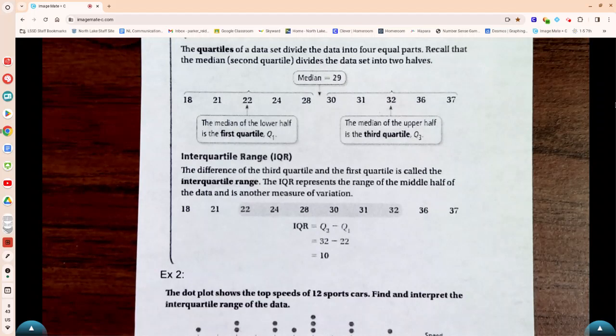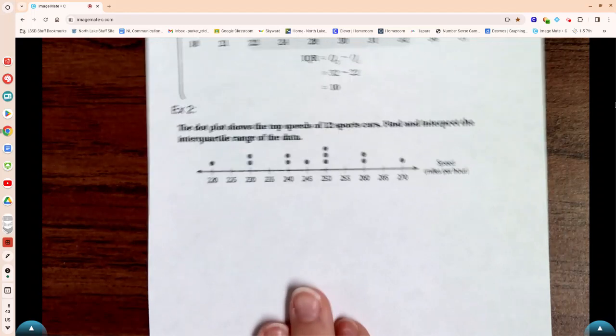The reason that can be helpful is because sometimes we have outliers, right? We have really small or really big numbers. And so if we compare the biggest and the smallest, those might not be descriptions of the average or typical values. But if we look at what's in the middle, that might be a better description of what most people's answers are. And we can talk about how spread out just the middle part is. So we're going to go ahead and go through an example of that.